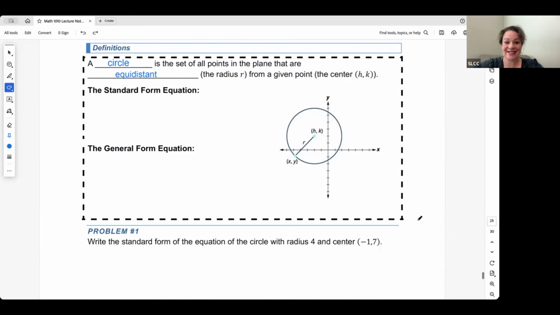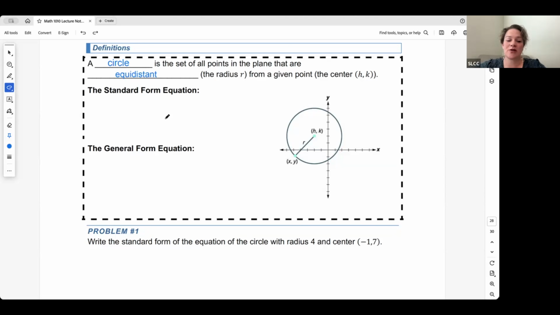All right, what is a circle? The definition of a circle is that a circle is the set of all points in the plane that are equidistant, so the radius r is that distance, from a given point, the center (h, k). So basically you have the center and every single point that is r away from the center forms a circle.